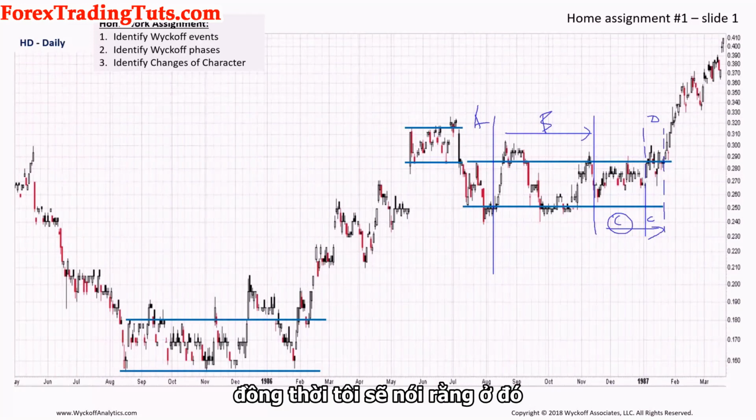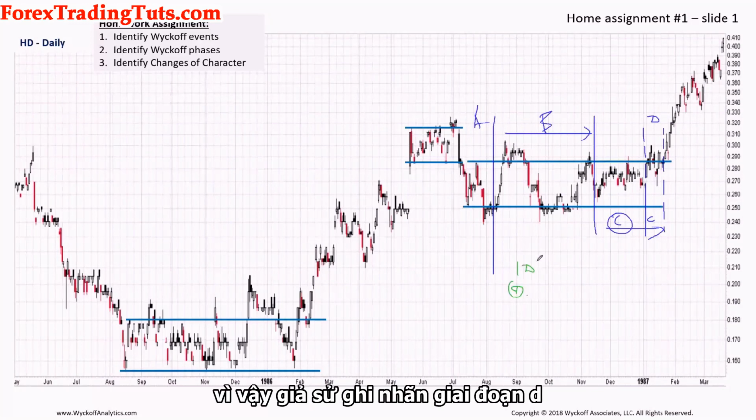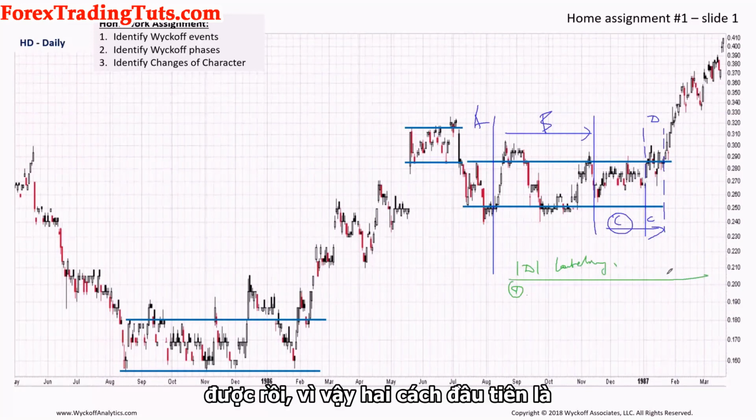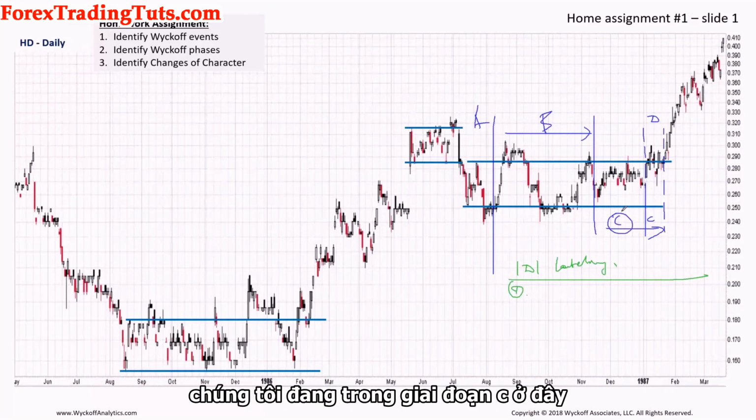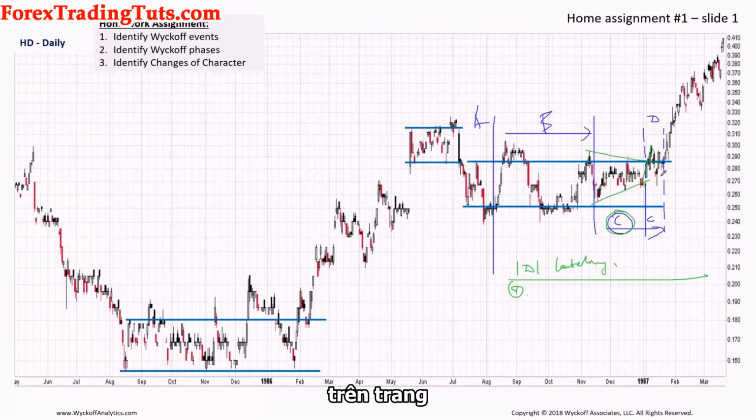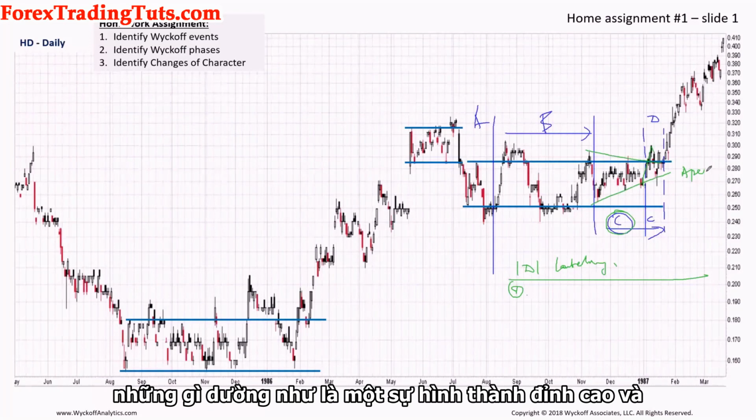At the same time, I would say that there are probably two ways we could label this. So let's say phase D labeling at this point. Okay, so two ways. The first one is exactly what Rama is describing. We are in phase C here, in the smaller formation. Then look at how a rally is committing to the upside over what seems to be an apex formation.